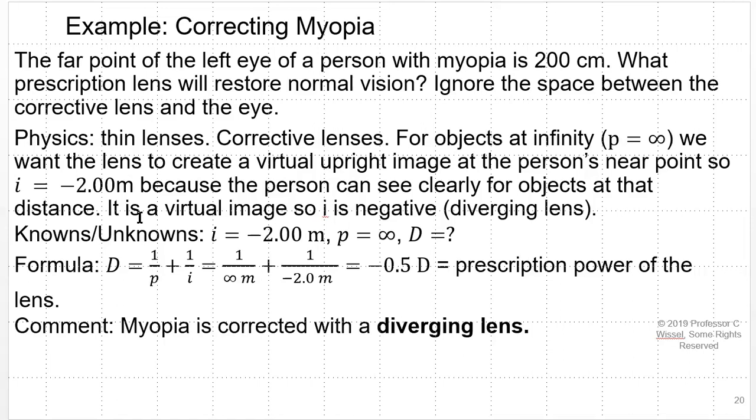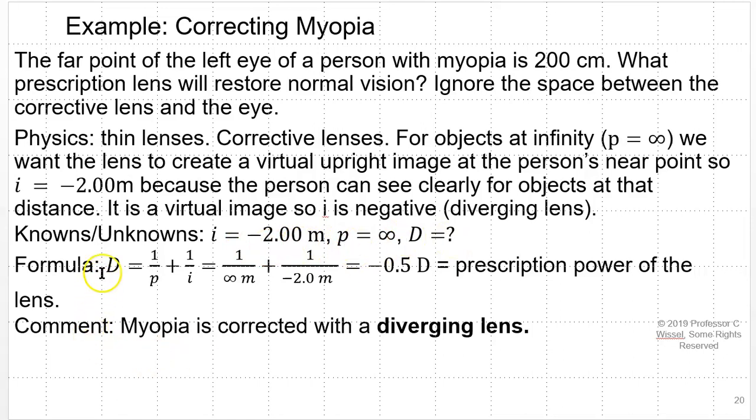Now notice we converted to meters, because the person can clearly see objects at that distance. It is a virtual image, so I will be negative, and a diverging lens. So we want to convert everything to meters because diopters is an inverse meter, so I equals minus 2.00 meters and P equals infinity.